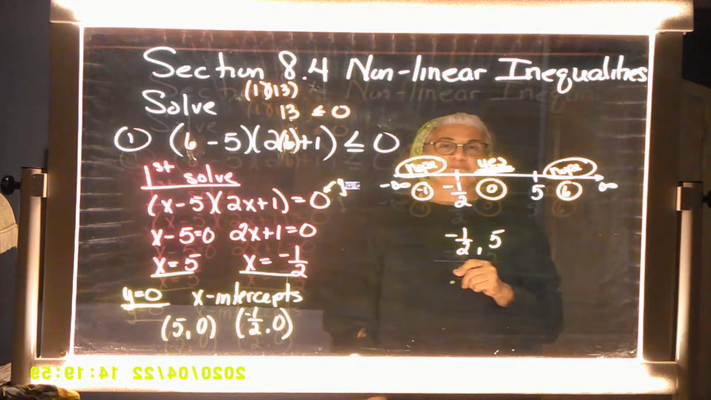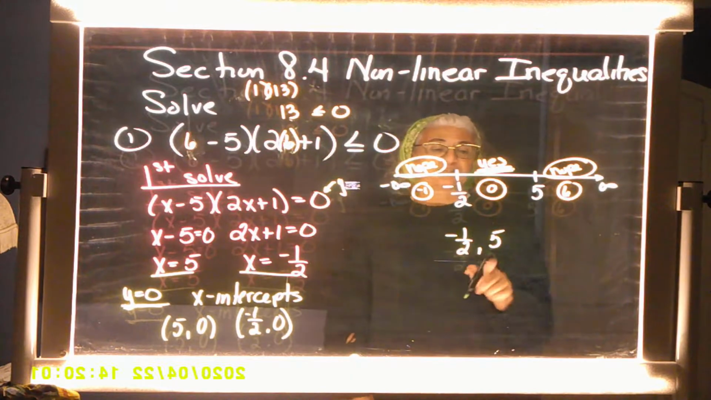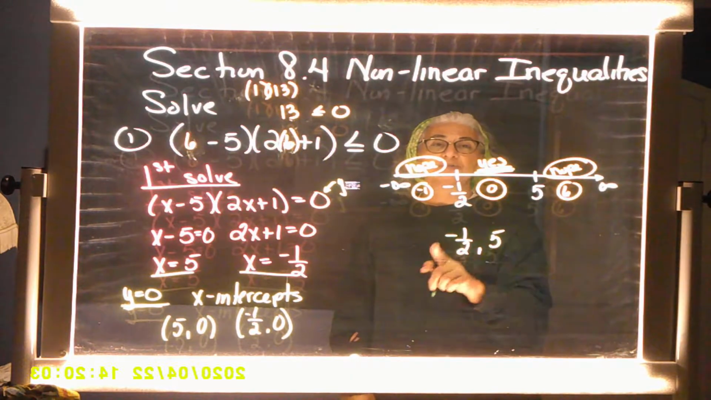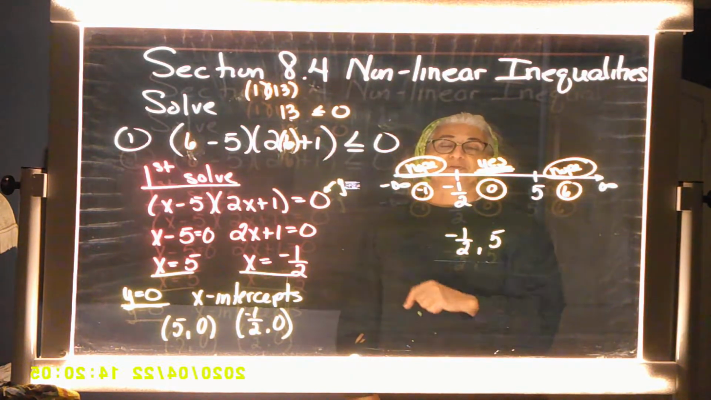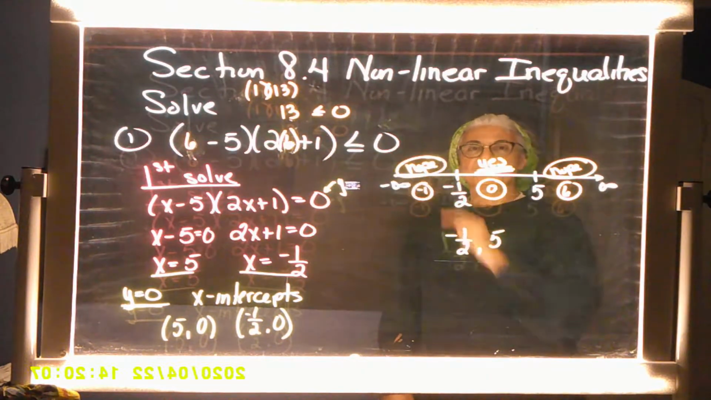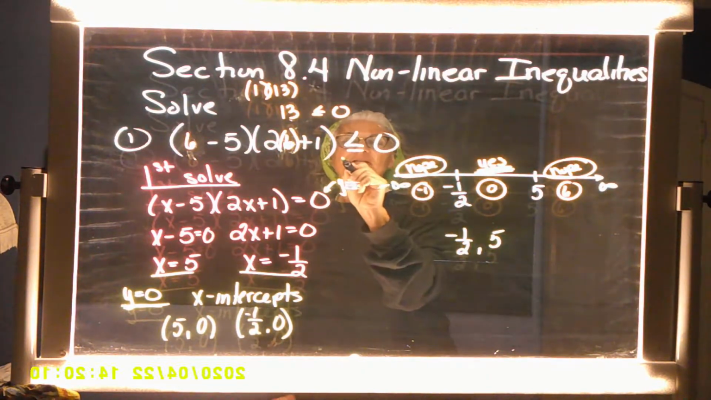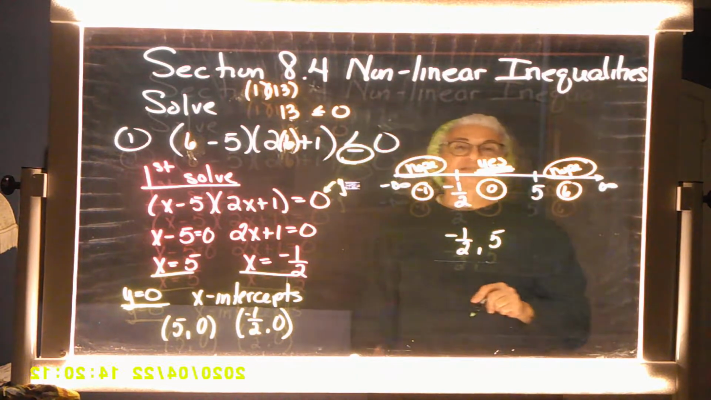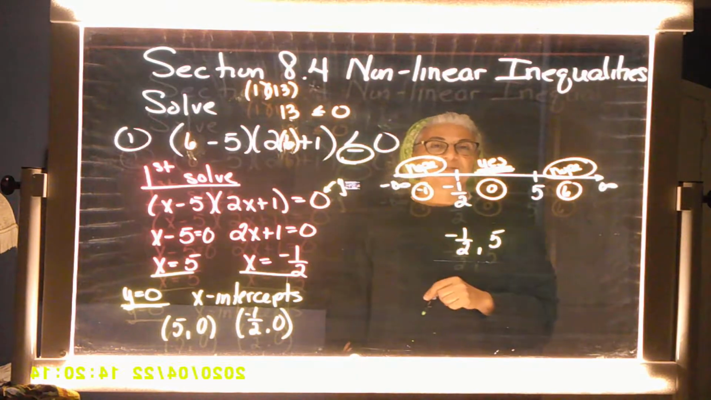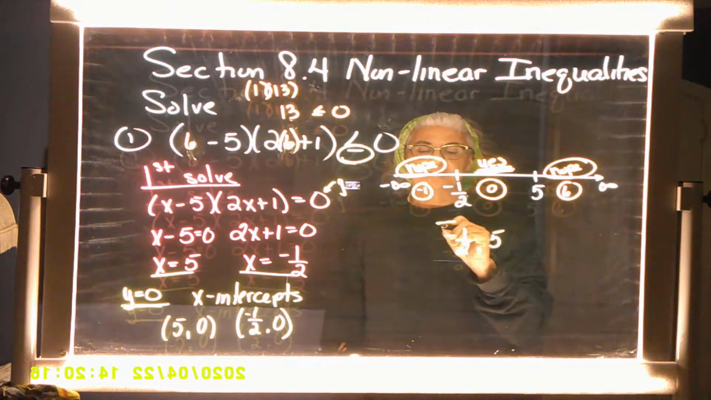Are you with me? Now, I've got to decide, do I put brackets or parentheses around these numbers? Look back at your inequality. The inequality has this equal to sign, doesn't it? So does that mean brackets or parentheses? Yeah, that means brackets.